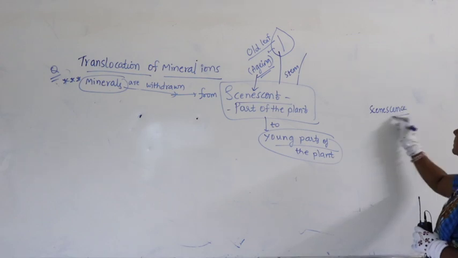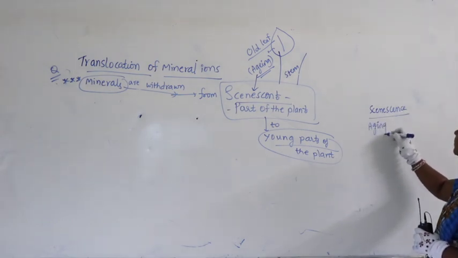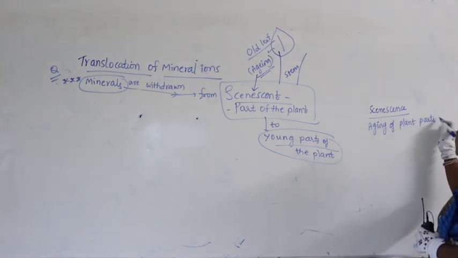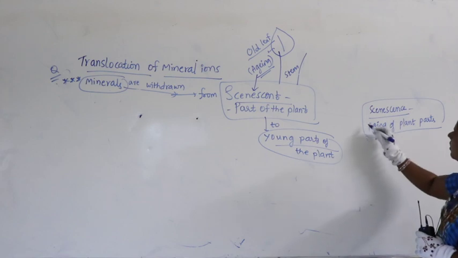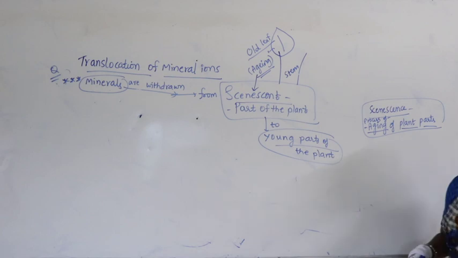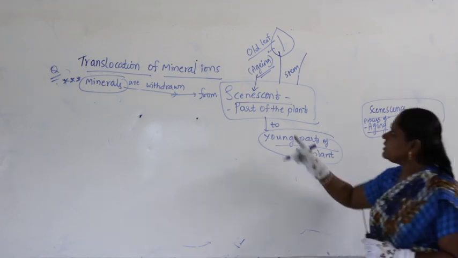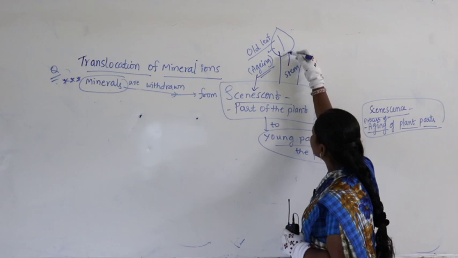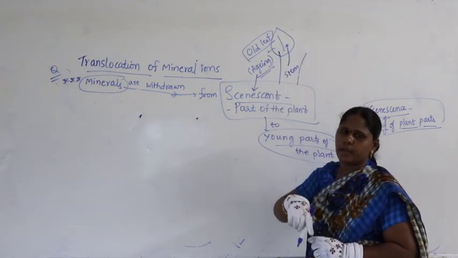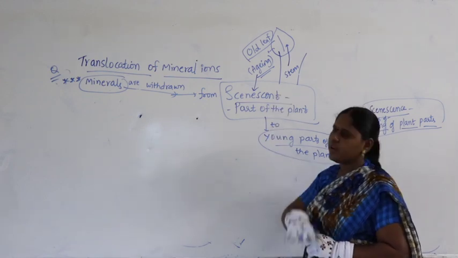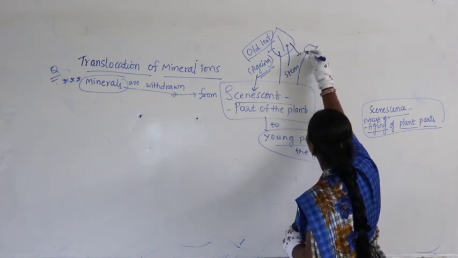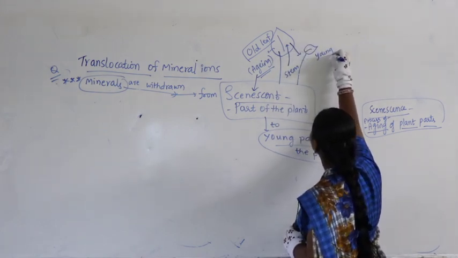What is the meaning of senescence? Aging of plant parts. The process of aging of plant parts is called senescence. Senescent part of the plant means, suppose let us imagine the nutrients are supplied to an old leaf, but the old leaf is about to die, about to fall off. At that time what happens? All the minerals are withdrawn and they will be supplied to the young leaf.